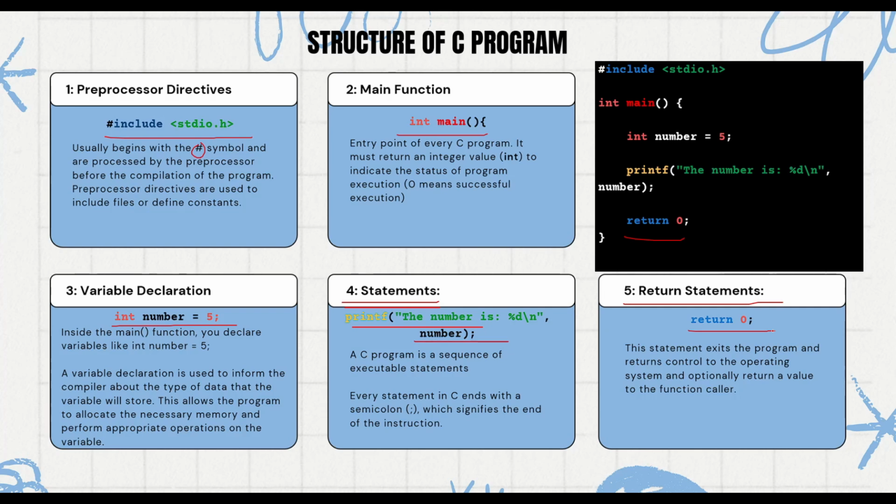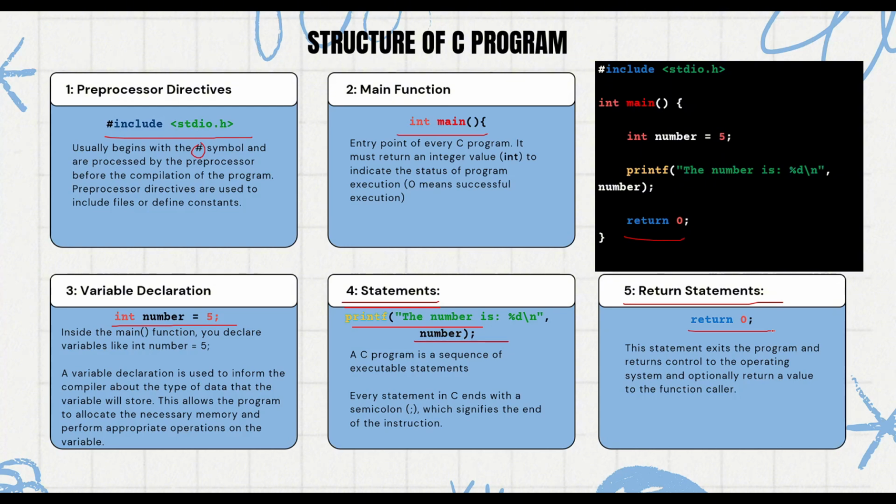Next is the main function, int main. Every C program needs a main function because it acts as the entry point of the program. The int return type means this function must return an integer. Here we usually return 0, which indicates a successful program execution.